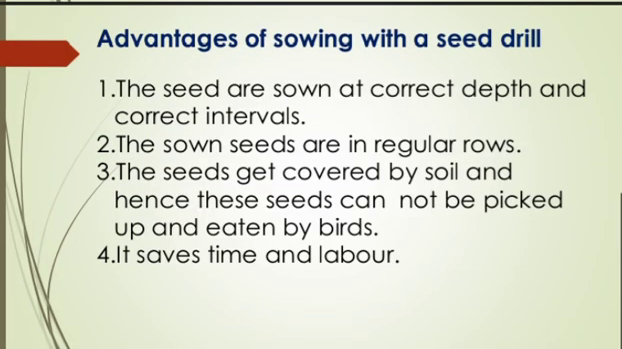Now we will discuss the advantages of sowing with a seed drill. The sowing of seeds with a seed drill has many advantages, and these advantages are number 1, in this method, seeds are sown at correct depth and correct intervals. Number 2, the sown seeds are in regular rows. Number 3, the seeds get covered by soil and hence these seeds cannot be picked up and eaten by birds. Number 4, sowing by using a tractor driven seed drill saves time and labor.